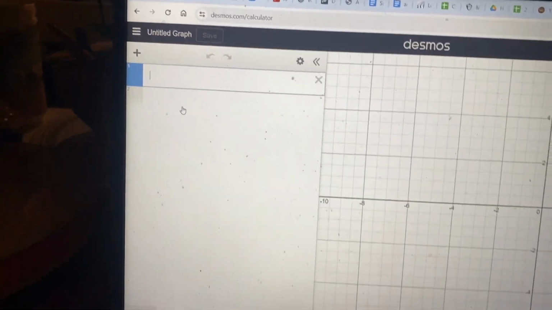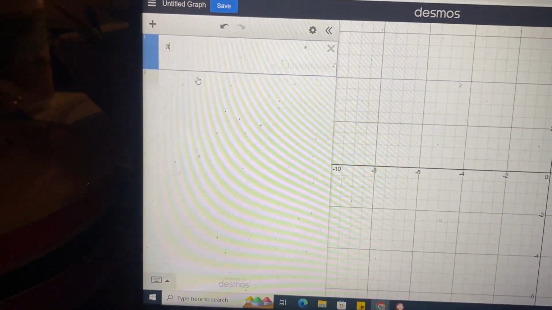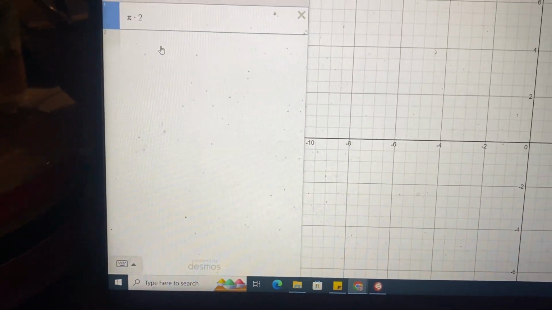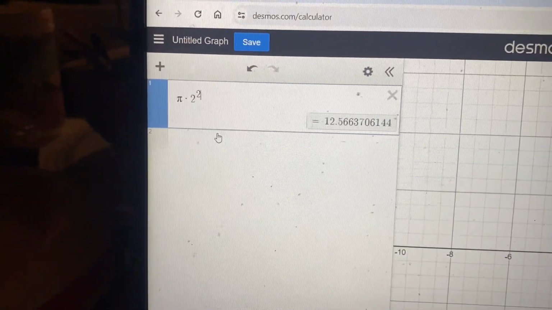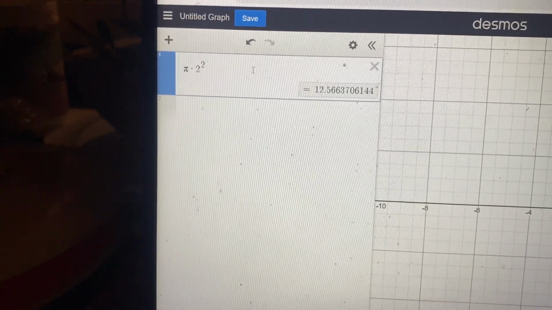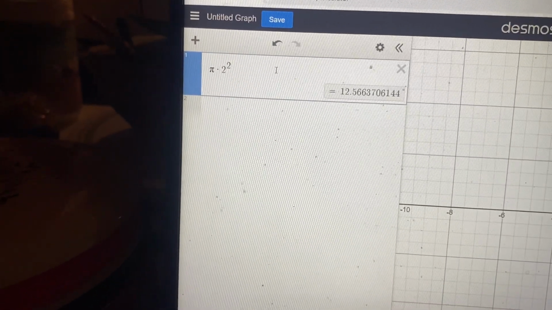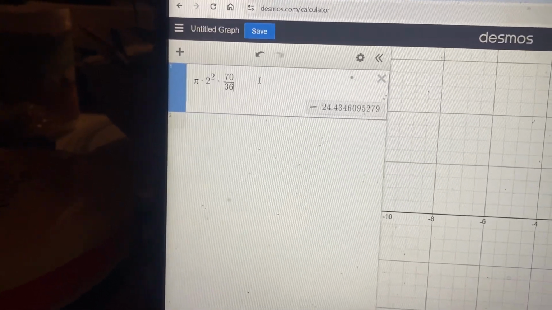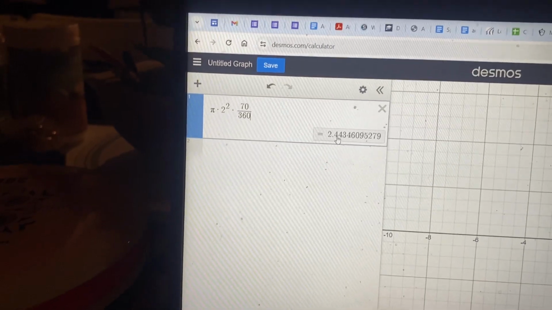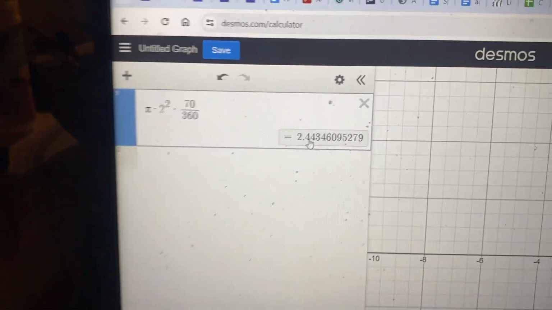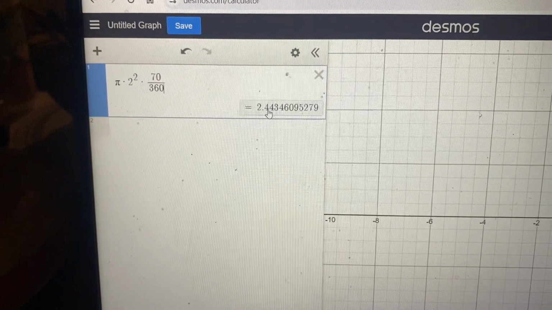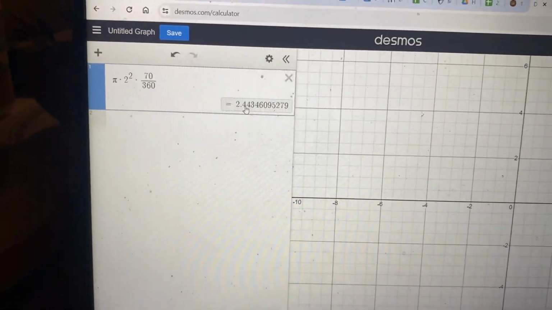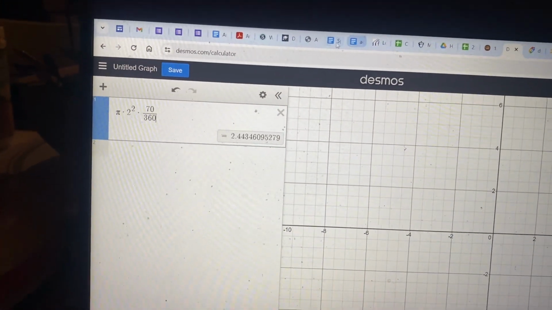So in Desmos, we would say pi times my 2 squared, right? Okay, so I get this 12 point whatever. And then I'm going to multiply that by the 70 degrees that I have out of 360 degrees total. So the area of just that sector is 2.44346, whatever. Okay.